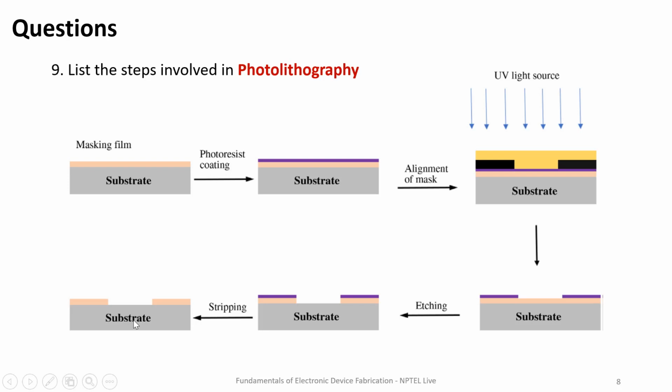Once this is completed, we go for the next layer, and once the required number of layers are added, we go on to the electrical inspection process. So is that clear? Yes, madam. So these are the steps involved in the photolithography process.